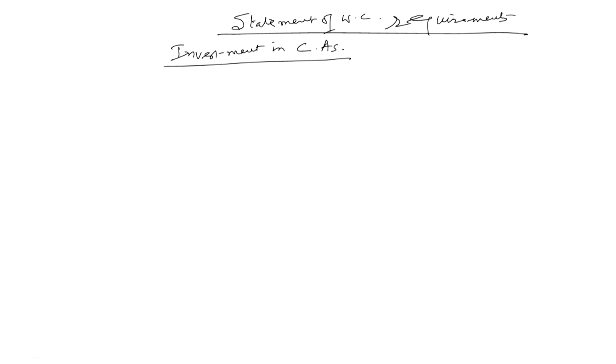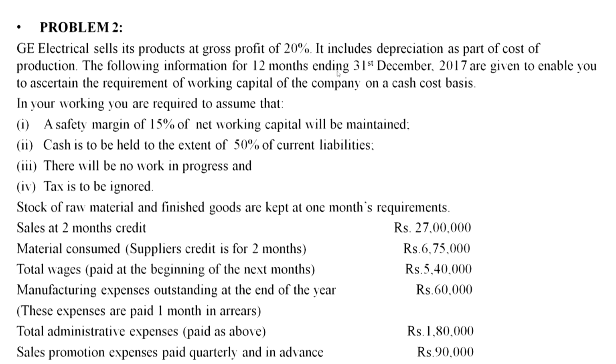So we have to take the different current assets. The first current asset is raw material, or the investment in the raw material stock. So what is the raw material stock? Let's check. The cost of raw material is how much? Raw material consumed, suppliers credit is for 2 months, that is 675,000. And the time period is how much? For how long does raw material remain in the raw material stage?